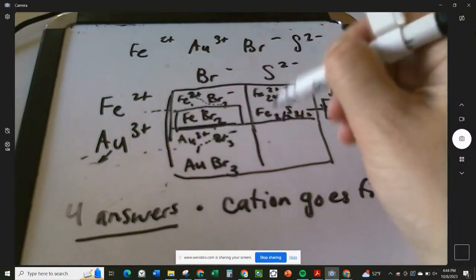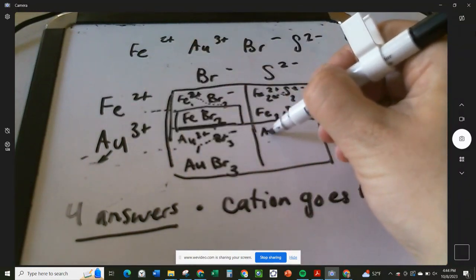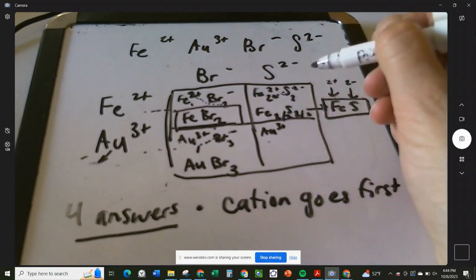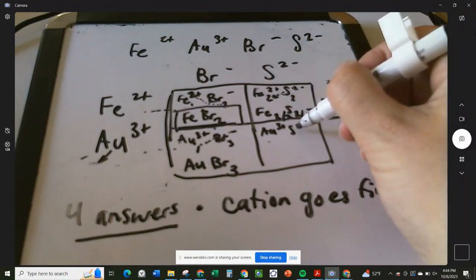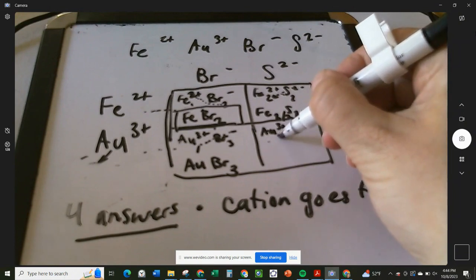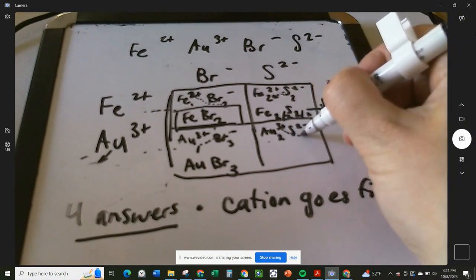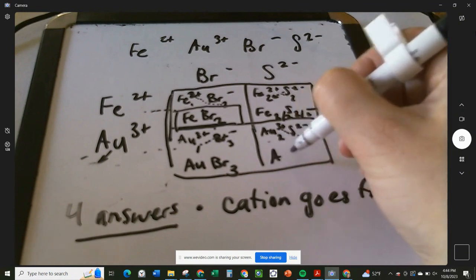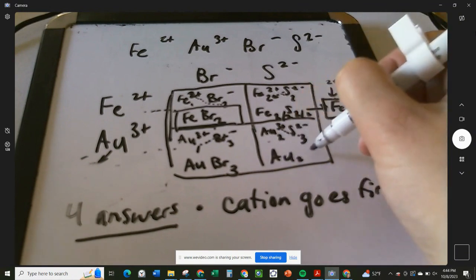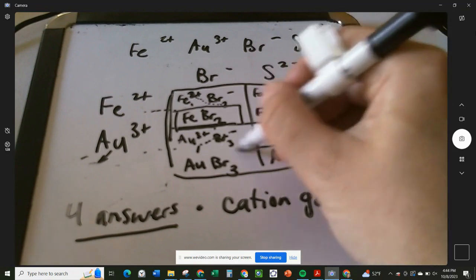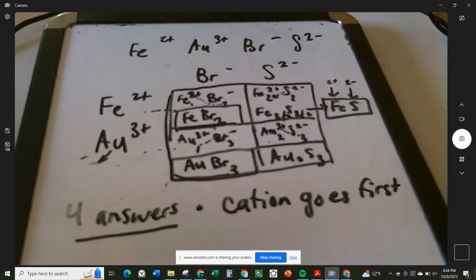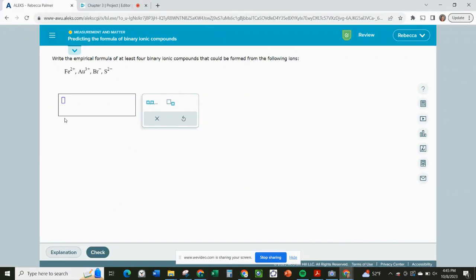Okay, the last one is we have Au 3+, and we have S 2-, and then we crisscross the charges. So 2 goes down below the gold, 3 goes down below the sulfur. So this last answer will be Au2S subscript 3. So that's an answer, and that's an answer. Then I'm going to go ahead and type that into Alex, and we'll just make sure.